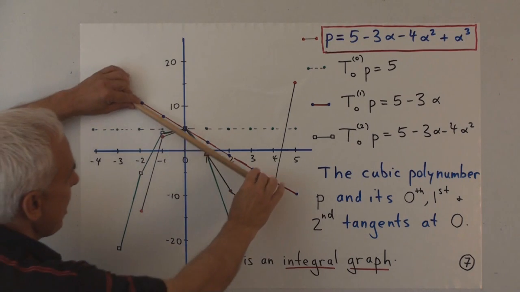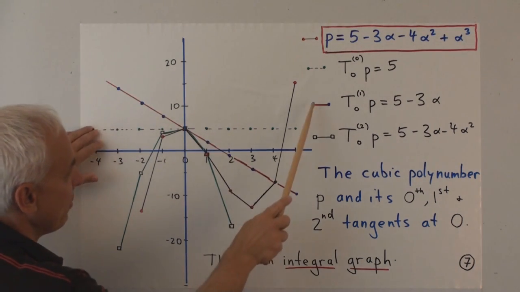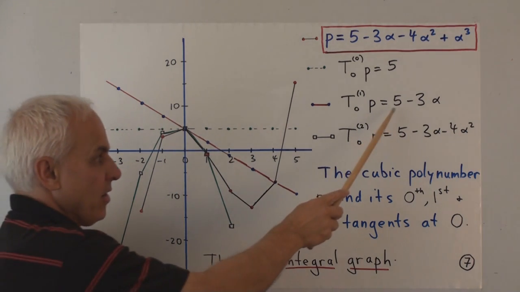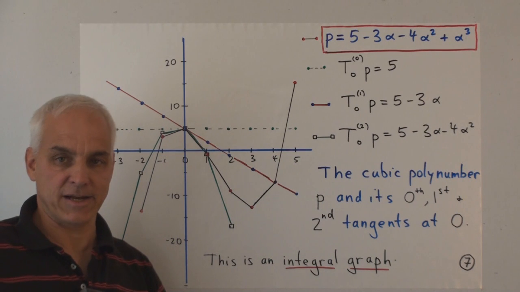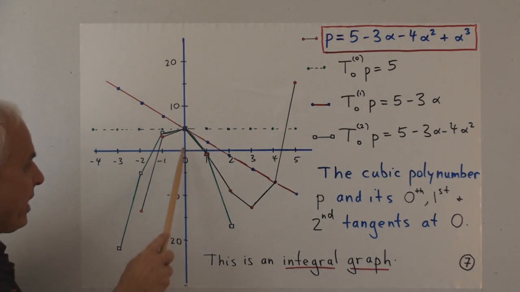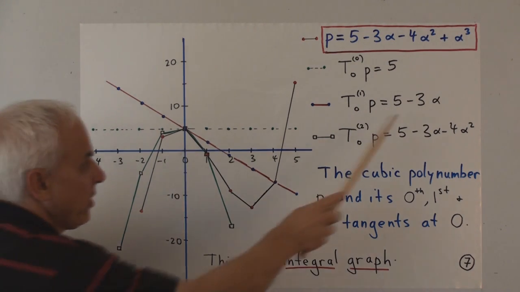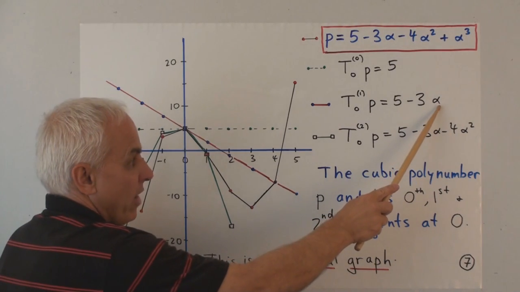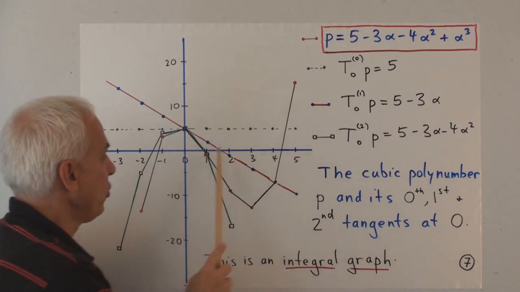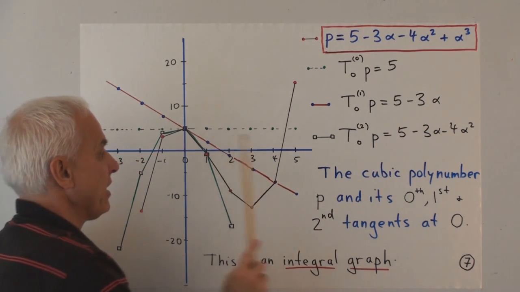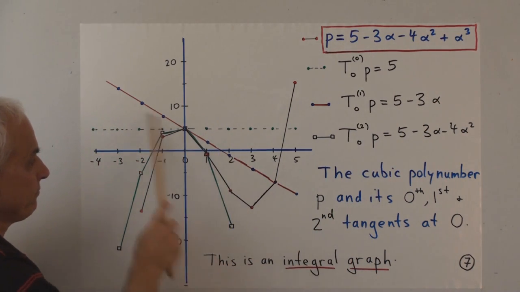Well, it looks like this line right here with the blue dots and the red line. It is a line. It's the line y equals 5 minus 3x, if you like to think in terms of x and y. So for example, when x is 0, then we get the value 5. When x is 1, or alpha is 1, we get the value 2. When alpha is 2, we get the value minus 1, and so on.